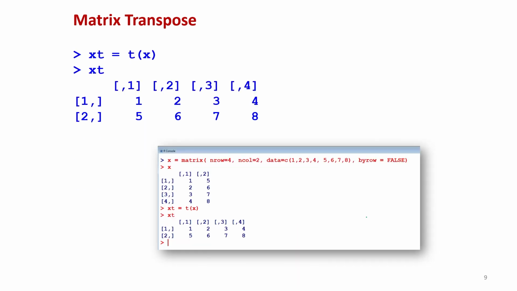In order to do it, the command in R for obtaining the transpose of a matrix is t(x). So t, and inside the parentheses you write x. As soon as you write t(x), you get the same matrix: 1, 2, 3, 4 are the first row, and 5, 6, 7, 8 is the second row, which used to be the first and second columns in the matrix X.